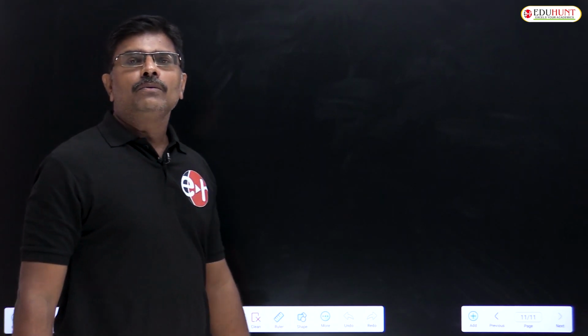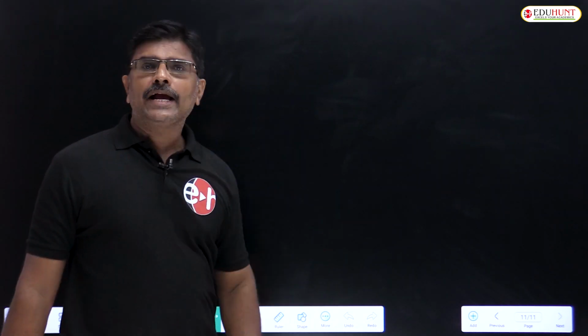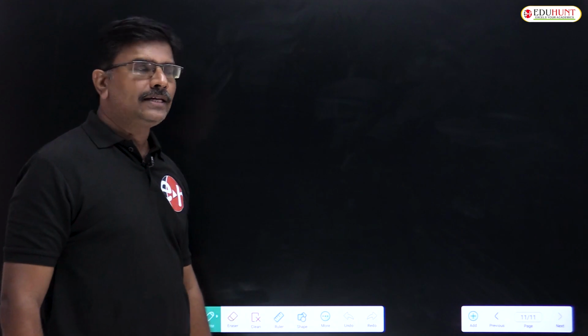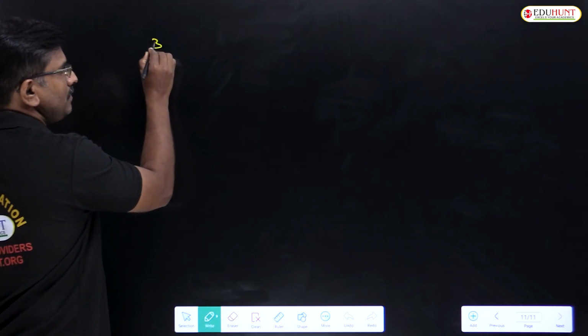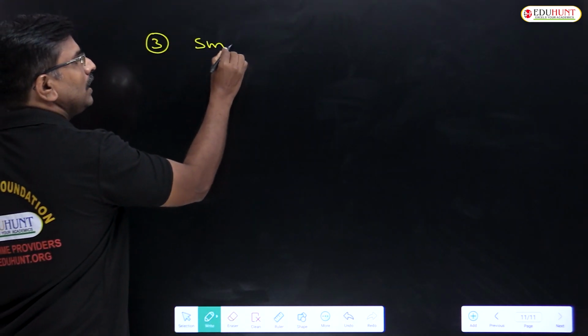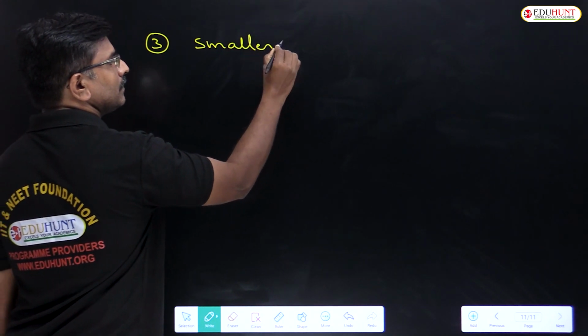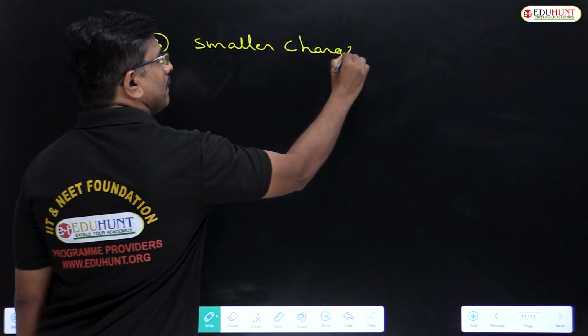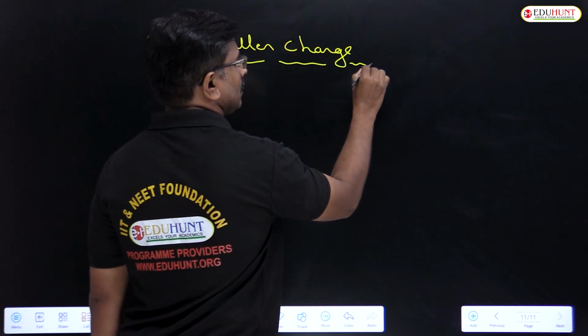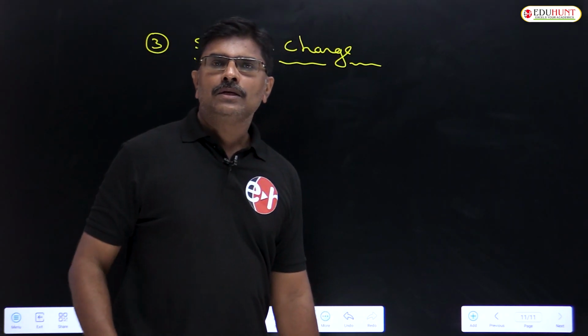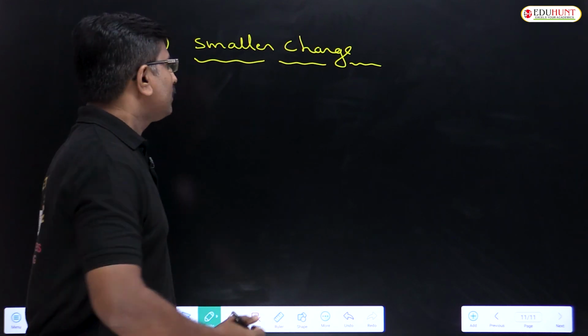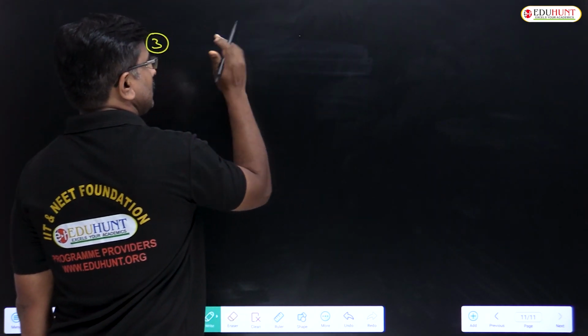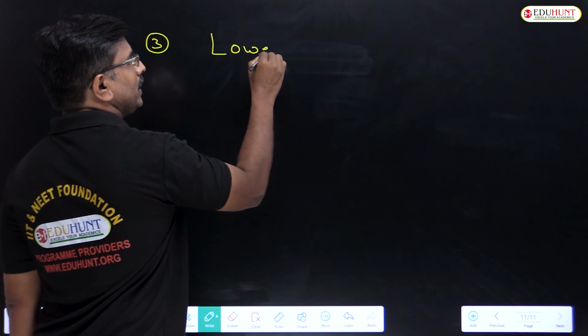See, now the third favorable condition for the formation of cation is smaller charge, or simply lower charge.